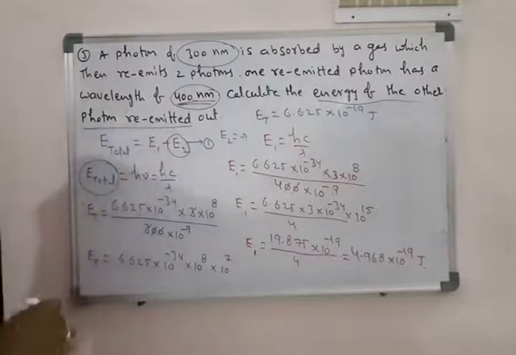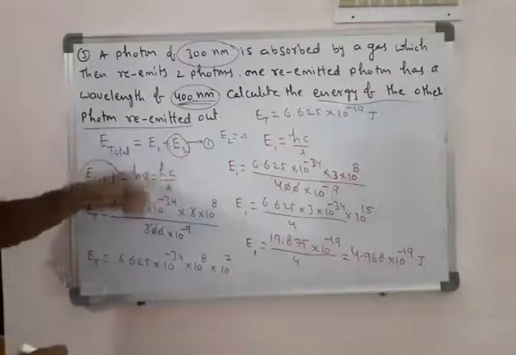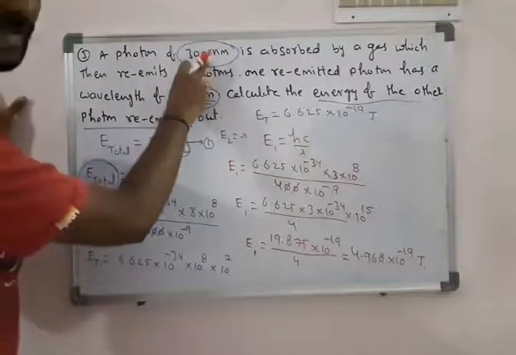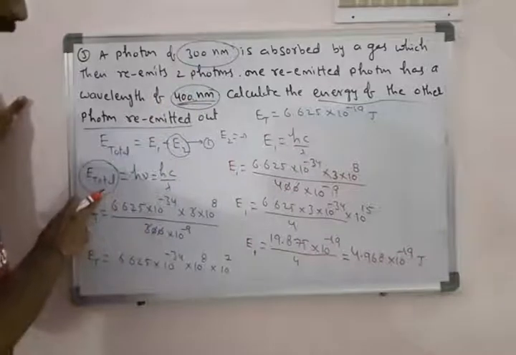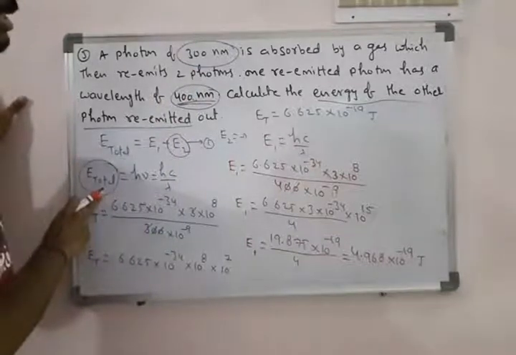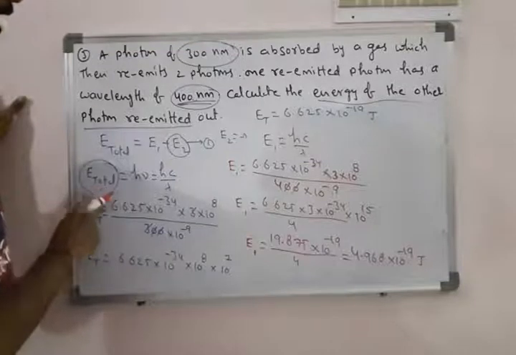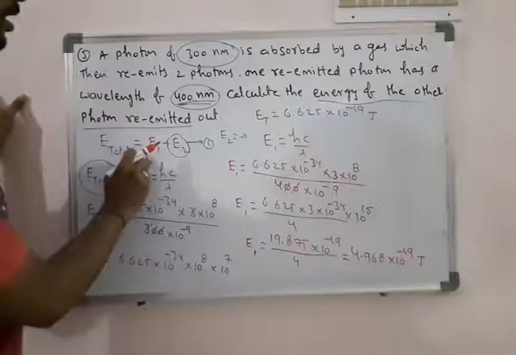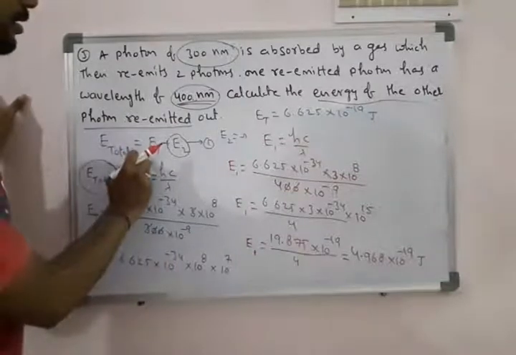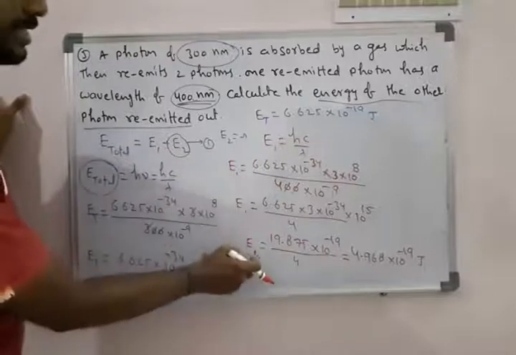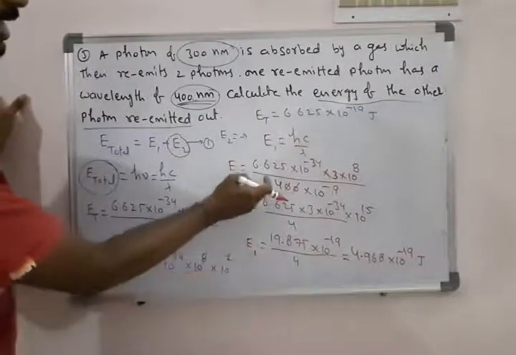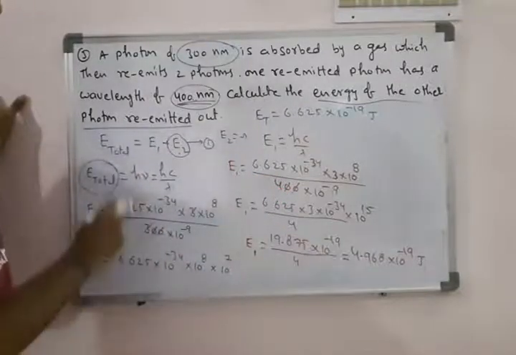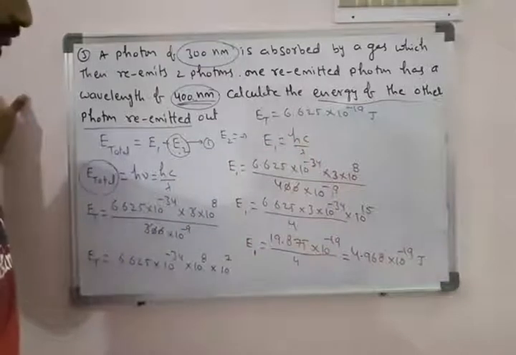Here we need to find the energy of the second photon. With the help of the initial frequency of light, we calculated the initial energy, which is absorbed by the gas. Next, we calculated the re-emitted photons. For one re-emitted photon's energy we calculated with the help of its frequency, but we need to find the E2 value by substituting these two values in equation 1.